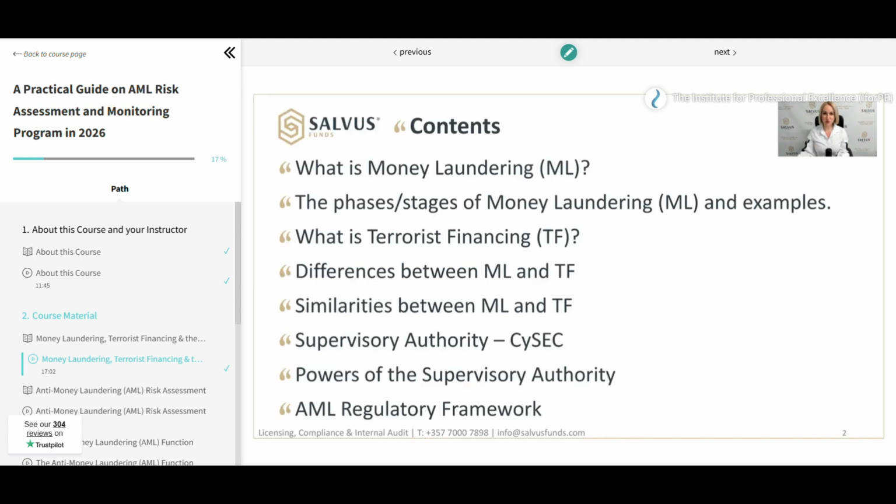In this section, we will cover a number of important topics. First, we will look at what money laundering is. We will then examine the phases or stages of money laundering, together with examples that help explain how these stages may appear in practice. After that, we will look at what terrorist financing means.